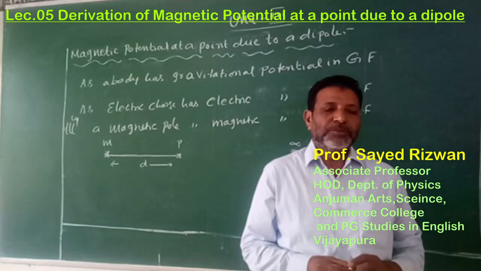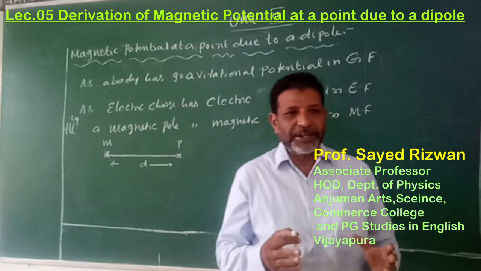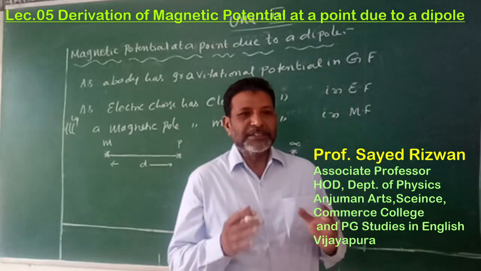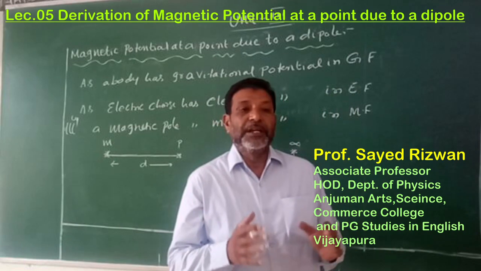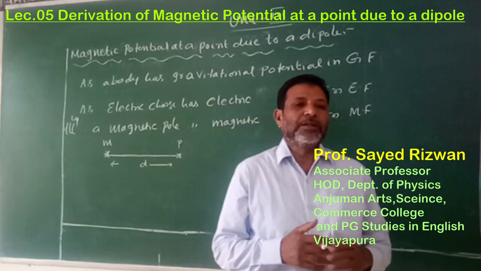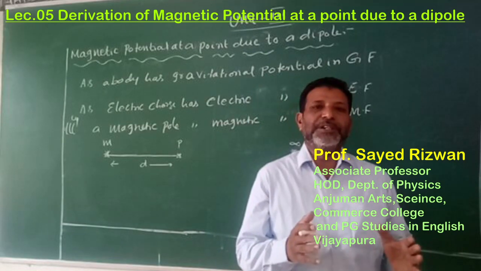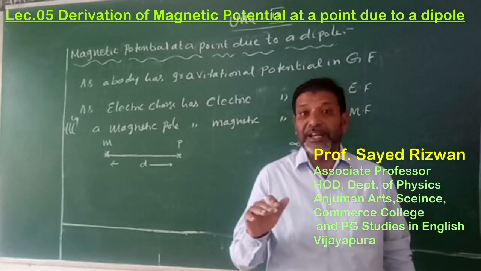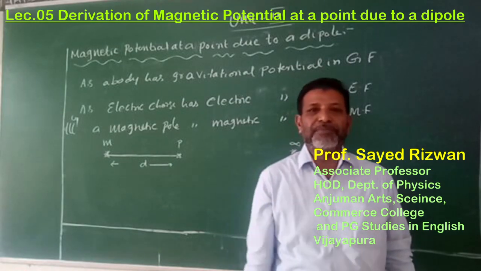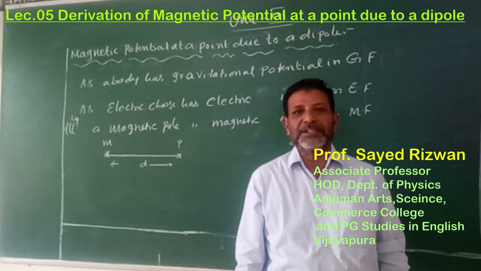In the last class, we discussed what the electric field, electric intensity, and magnetic potential are, isn't it? The next topic is the derivation of the electric intensity at any point due to a dipole on the axial line and the equatorial line of a dipole. Those two derivations also we discussed in the last class.